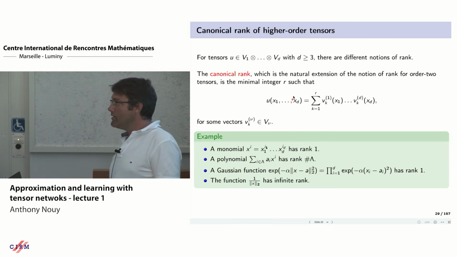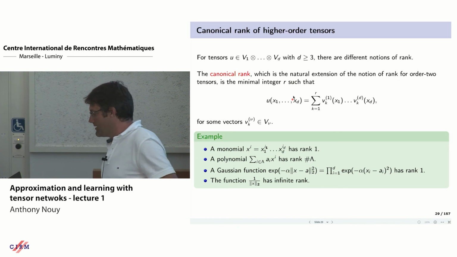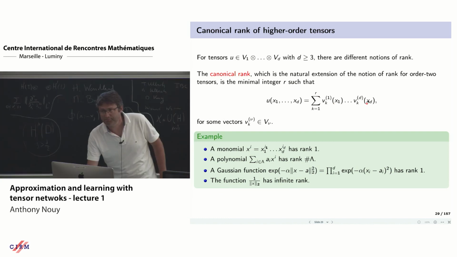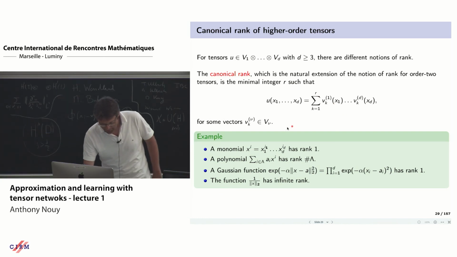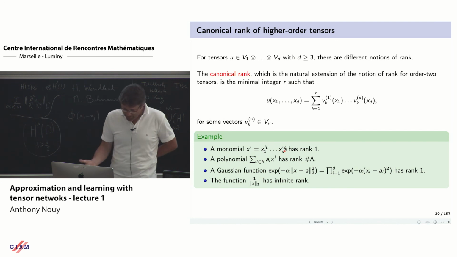I can define in the same way a notion of rank called the canonical rank of a tensor, as the minimal integer R such that the tensor can be written as a sum of R elementary tensors. Okay? So here I give again some examples. A monomial is a tensor with rank 1.